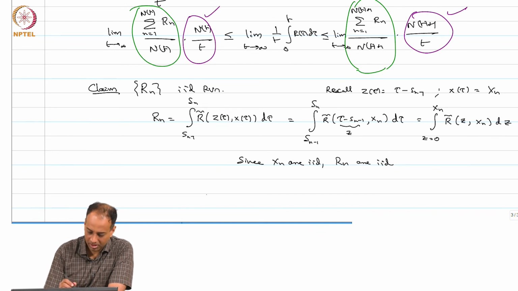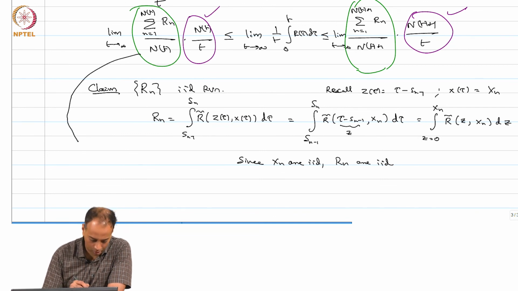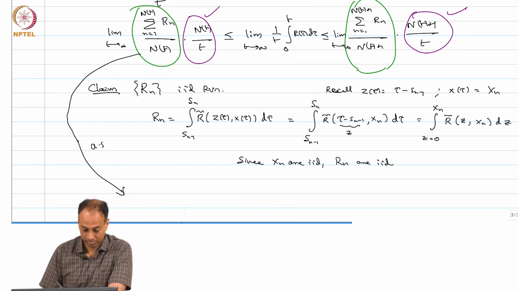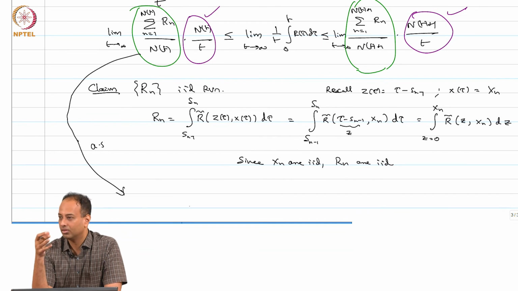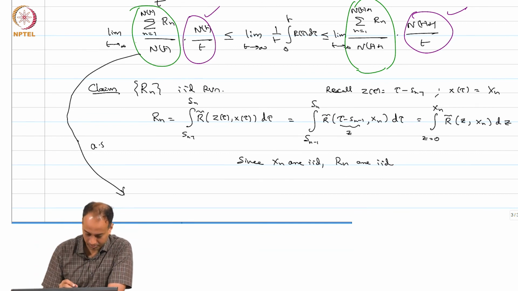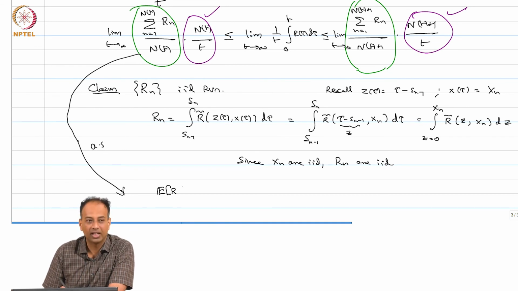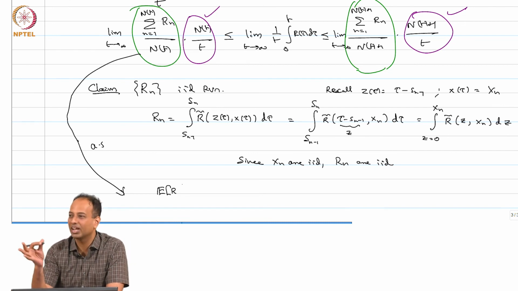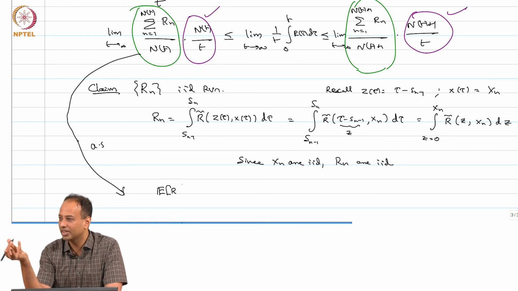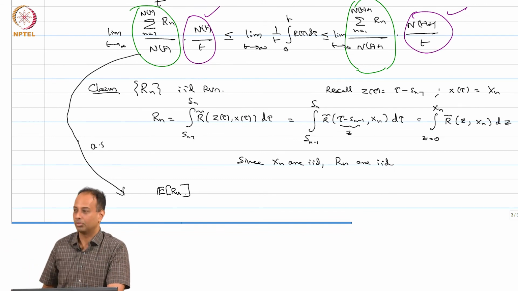So, going back, this will converge to what? This guy will almost surely converge to, as NT increases to infinity, the expectation of Rn, which is the expectation of R. Since Rn's are IID, it will have some common expectation, we can just write it as expectation of Rn, no problem. It will not be a function of n, okay, it will be a number, all right.